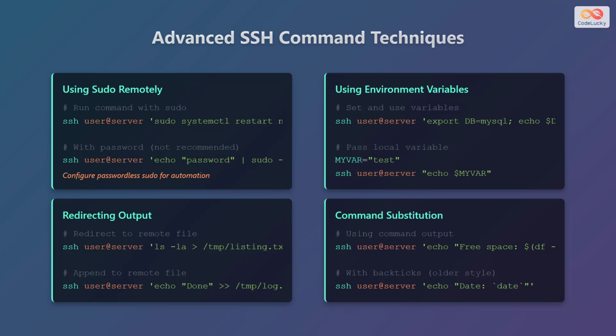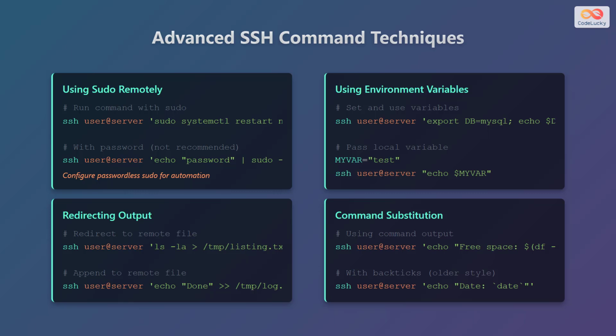Let's delve into some advanced SSH command techniques that will empower you to perform more complex tasks remotely. You can run commands with superuser or sudo to perform actions that require administrative privileges. For example, ssh user@server 'sudo systemctl restart nginx'. This will restart the Nginx server on the remote machine. Alternatively, you can use echo password | sudo -S command, but this method is generally not recommended due to security concerns. It's better to configure password-less sudo for automation.